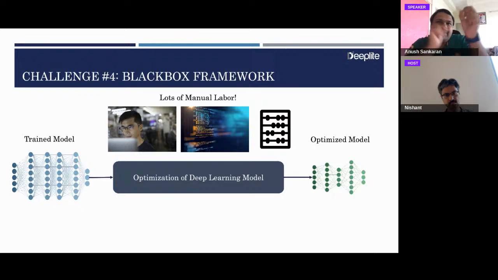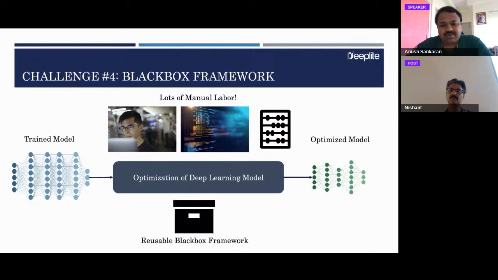Let me try to remove this one layer. Let me try to remove these few parameters. Let me try to optimize the model in this direction, in that direction, etc. Right? So instead of trying to do a lot of extensive trial and error or brute force kind of approaches, can we have a reusable black box kind of an approach, which just simply optimizes your deep learning model without giving you much of a struggle in doing that.